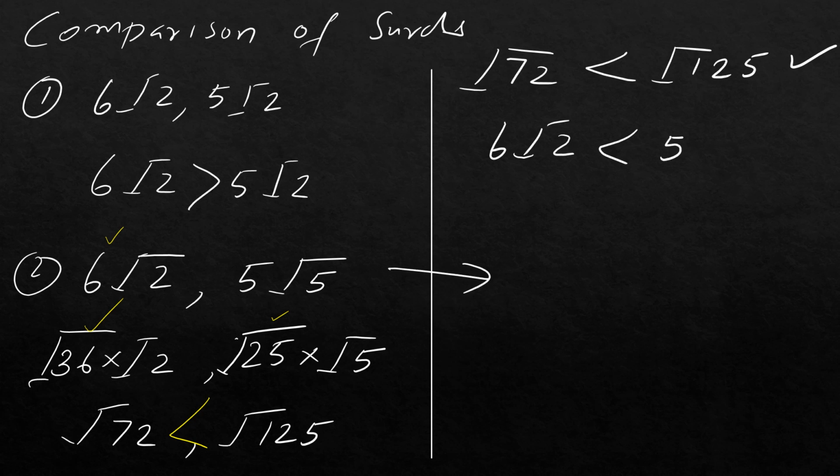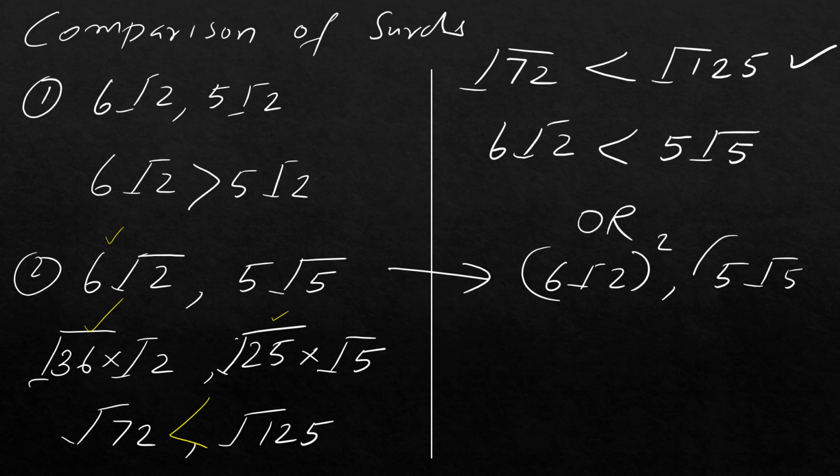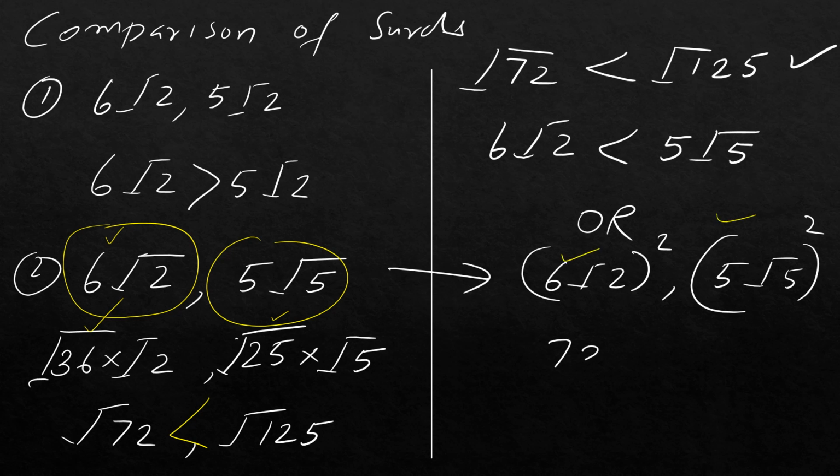Understood? Or we have another method. The method is slightly different. If you square this, look here. So 6 square and root 2 square, you will get 6 square is 36 into 2, that is 72, and the other is 125. It is a two-step method, and we will write that 6 root 2 is smaller than 5 root 5. This way also you can solve the sum.